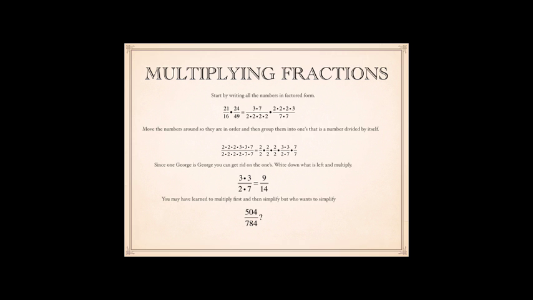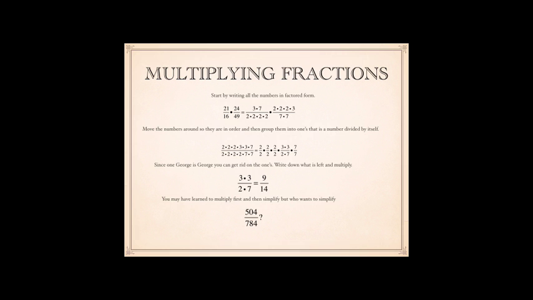So the first thing you need to do when you're multiplying fractions is to break down the numbers into the smallest pieces you can. So 21 is 3 times 7, and you can't break 3 or 7 down any further. So that one's done. 16 is 2 times 2 times 2 times 2. And 24 is 2 times 2 times 2 times 3. And 49 is 7 times 7. So we broke those four numbers down as far as we could.